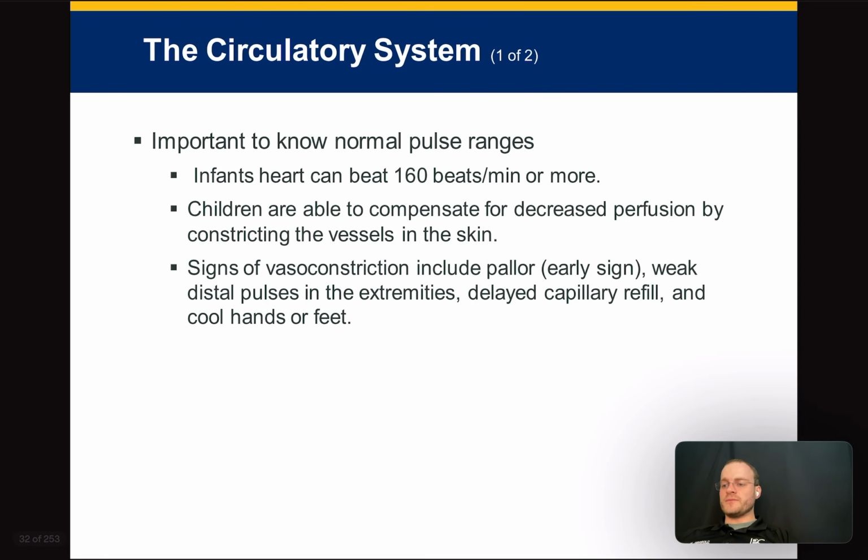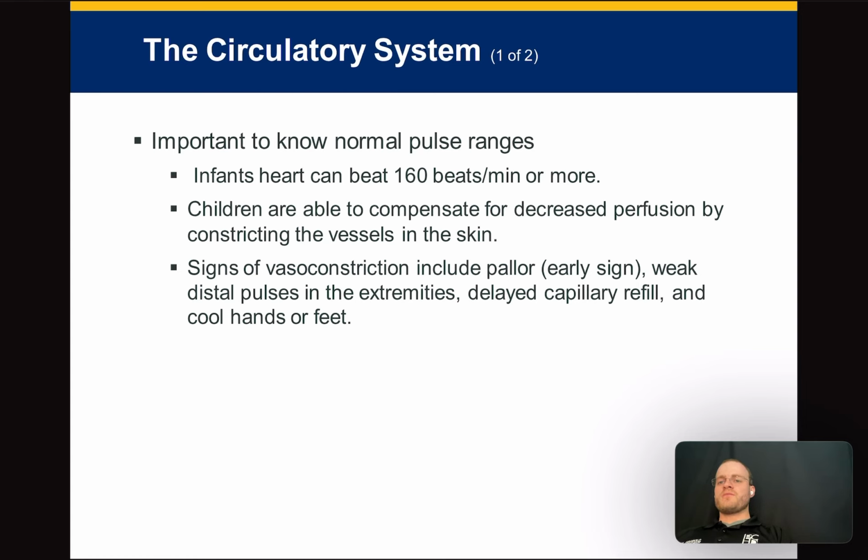It's called bleed over. And an infant's heart rate can be 160 beats a minute or more. In fact, that would be fairly common. So keep that in mind. Remember, we start resuscitation when it's less than 100. We start full-blown chest compressions when it's less than 60 on infants.